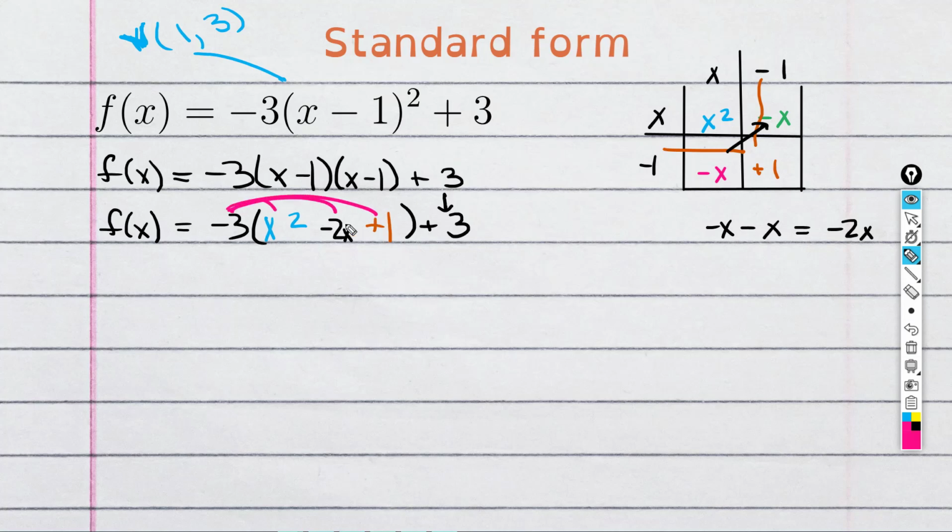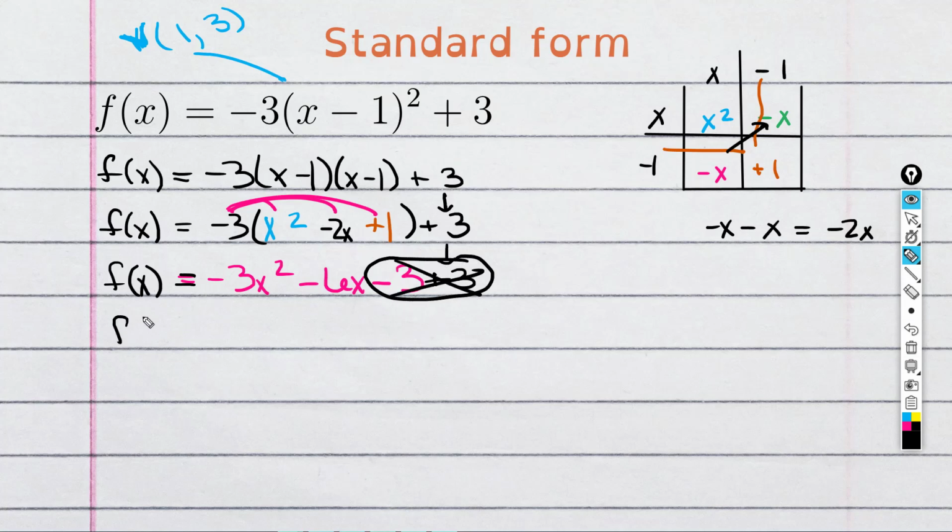Distributing that -3 to all three parts gives us a negative 3x squared minus 6x minus 3. And then we bring that +3 down from the previous because it hasn't been used yet. When we combine like terms here, the x's can't combine, but our constants can, canceling out. And so our standard form is negative 3x squared minus 6x. And that gives you your standard form.